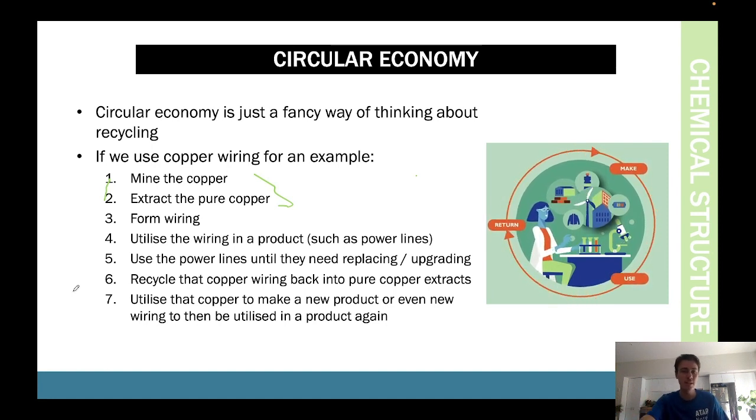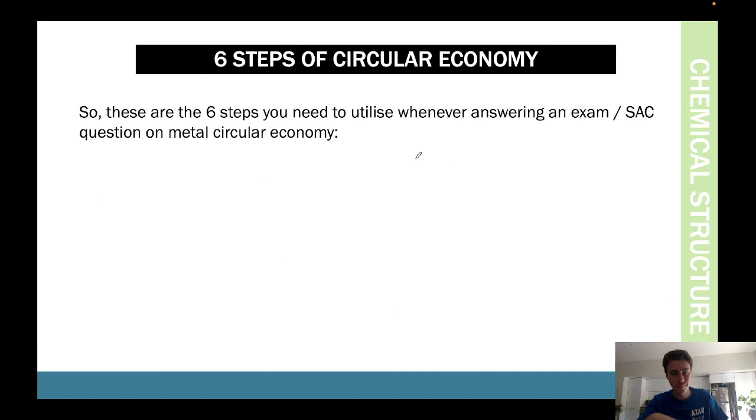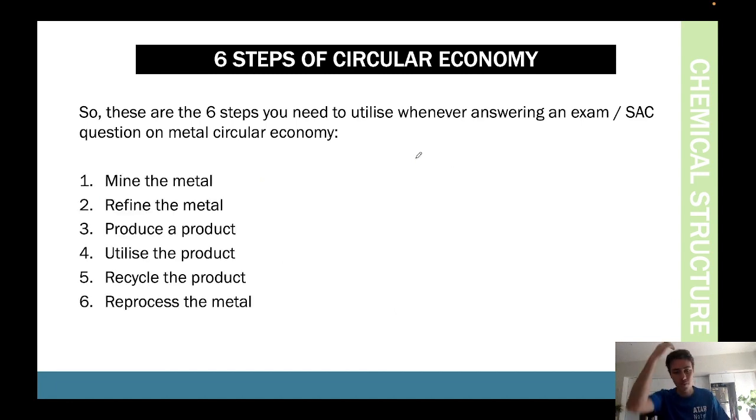So essentially, this one here is just obtaining. Don't worry about these other steps. But this is sort of what you need to think about. So these are the 6 steps. So mine, refine, produce, utilize, recycle, reprocess. So these are a better way of sort of wording it.